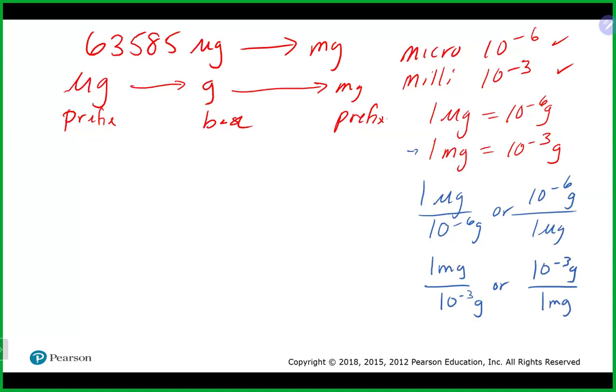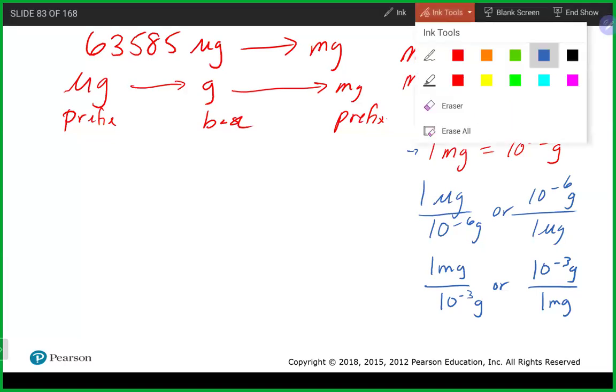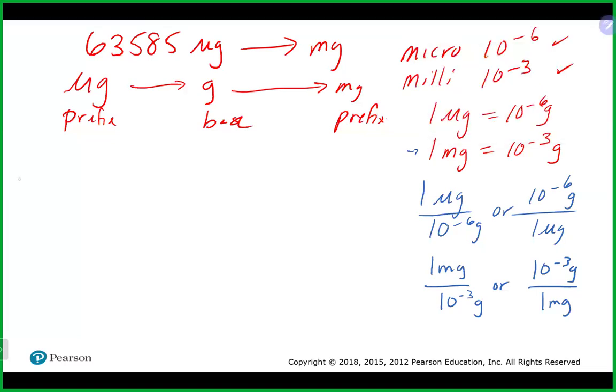As we'll continue to talk about throughout the rest of this chapter, we're not going to use all these conversion factors. We're just going to use whichever ones we need to get rid of the units we don't want and leave us with the units that we do want. So we're going to start with the number here that was given to us, which is 63,585.